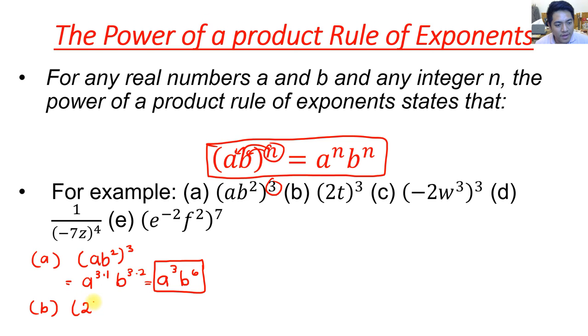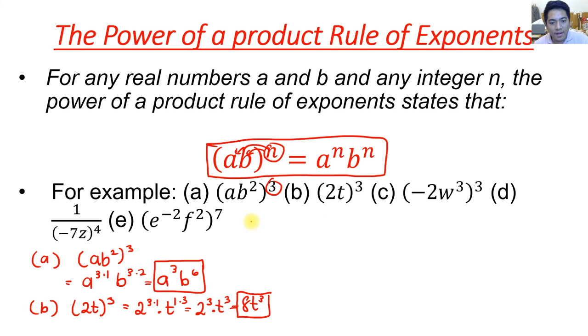So for letter b, we have (2t) raised to the cube. So you have 2 raised to 3 times 1, and t raised to 1 times 3, or 3 times 1. So that would be 2 cubed t cubed, or that would be 8t cubed. Because 2 cubed is 2 times 2 times 2. 2 times 2 is 4, times 2 is 8.